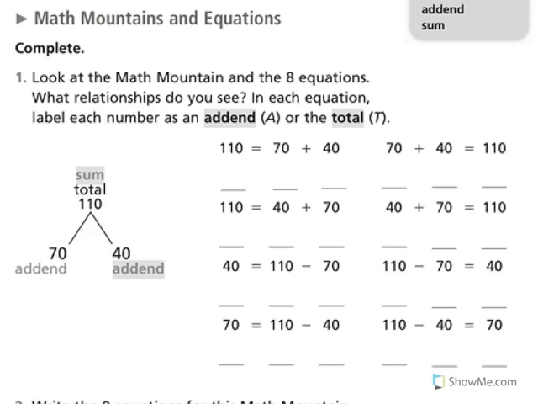So it says, look at the math mountain and the 8 equations. What relationships do you see? In each equation, label the number as an addend or the total. So A for addend, T for total.